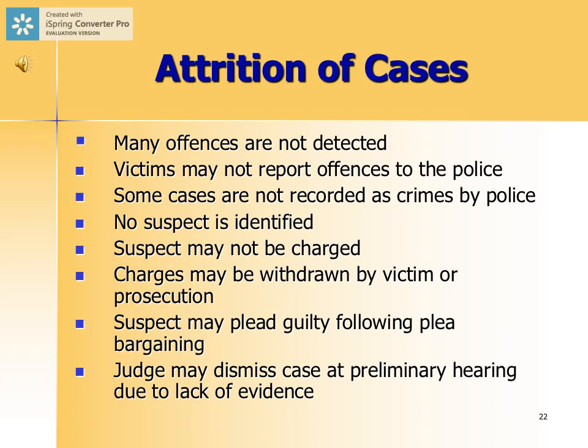Obviously, in a majority of crimes, no suspect is ever identified. The suspect may not be charged. The charges can be withdrawn by the victim or the prosecution. The suspect may plea bargain or plead guilty, and the judge may actually dismiss the case at a preliminary hearing. So there's a number of factors that account for this crime funnel. In other words, there's a number of factors that account for why you have so few individuals that are actually convicted and go to jail relative to the amount of crime in Canadian society.